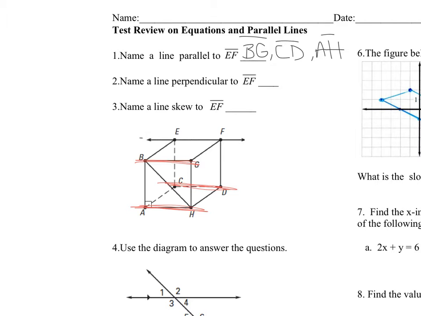Number 2, name a line perpendicular to EF. Now, for perpendicular, it actually does have to touch EF. It can't just be perpendicular but away from it. That's on to number 3. So here, again with EF, you have these two right here, right, which would be EC and FD.